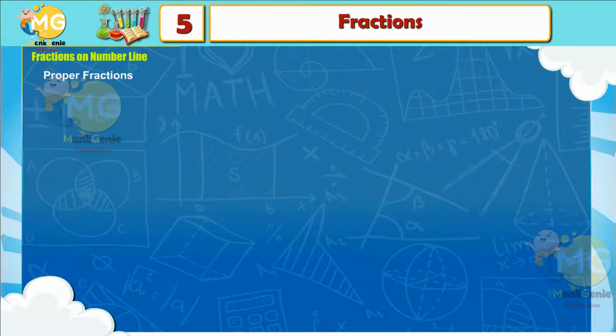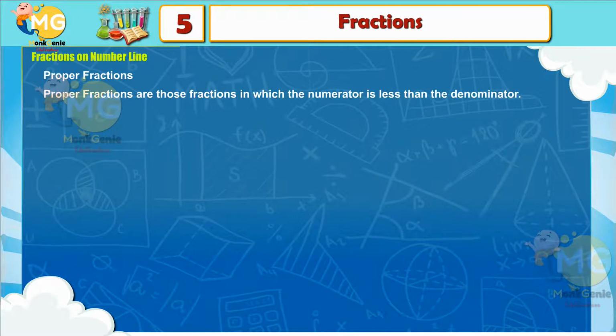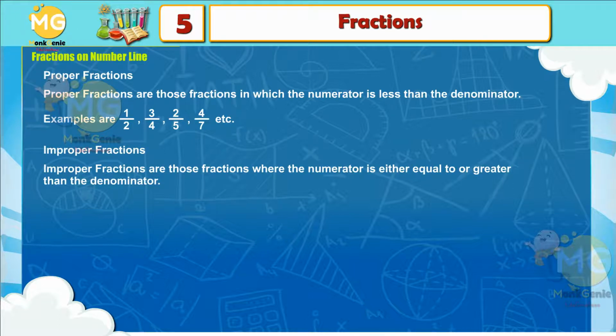Types of fractions. Proper fractions. Proper fractions are those fractions in which the numerator is less than the denominator. Examples are 1 upon 2, 3 upon 4, 2 upon 5, 4 upon 7, etc. Improper fractions are those fractions where the numerator is either equal to or greater than the denominator. Examples are 7 upon 5, 4 upon 4, 13 upon 12, 9 upon 4, 6 upon 5, 27 upon 14, etc.